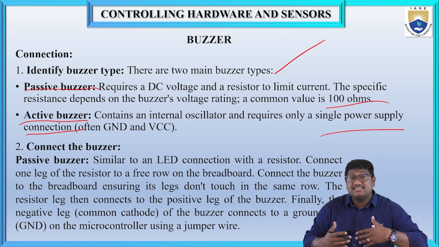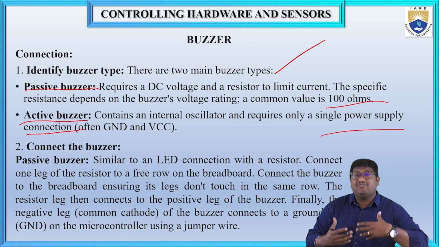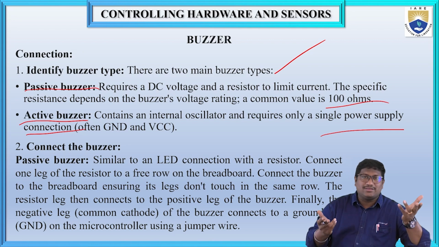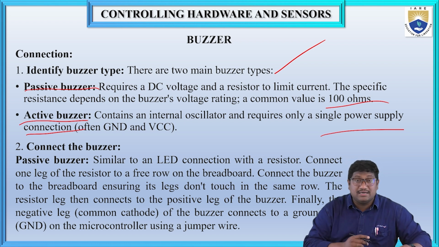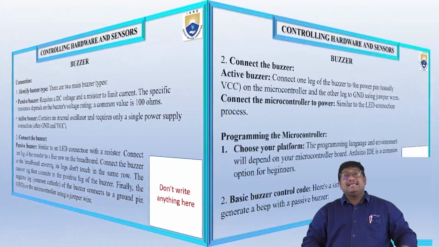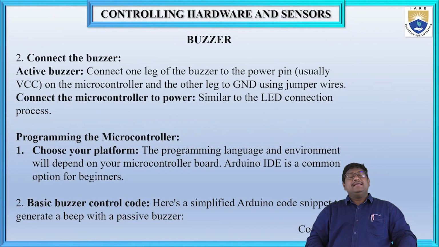The resistor is connected to the positive leg of the buzzer, which is the anode, and the negative leg is the cathode. The buzzer is then connected to a ground pin on the microcontroller using a jumper wire. Like this, the passive connection has to be established.